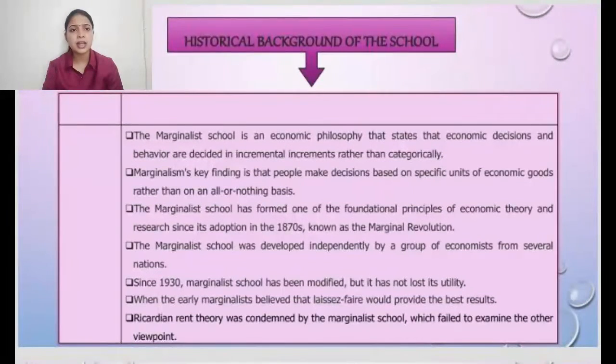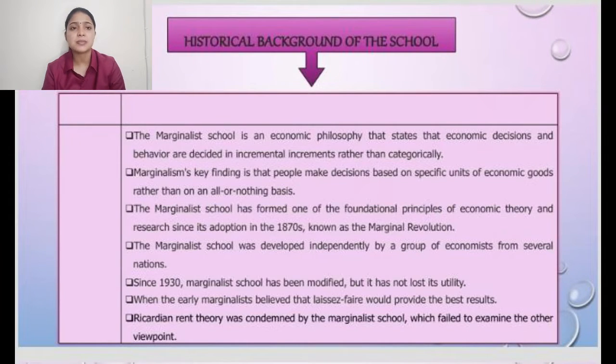The marginalist school has been regarded as the foundation of fundamental principles of economic theory and research since its adoption in the 1870s, known as the marginal revolution. The marginalist school was developed independently by a group of economists of several nations. Since 1930, the marginalist school has been modified, but it has not lost its utility.